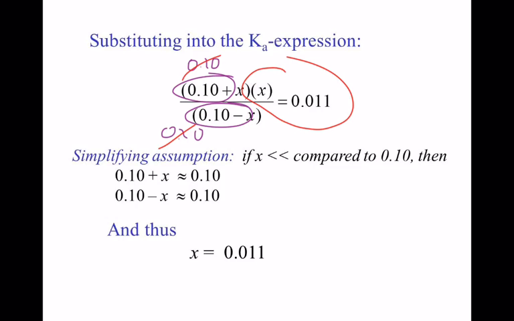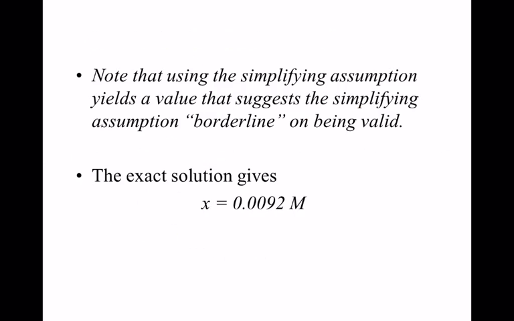That's how I would work this problem, but there's a problem with this problem. The whole assumption I said is that the molarity needs to be greater than 100 times Ka. So if you take 100 times Ka, you get 1.1, and the molar concentration is 0.1. So it actually fails that. Yeah, so the simplifying assumption fails.